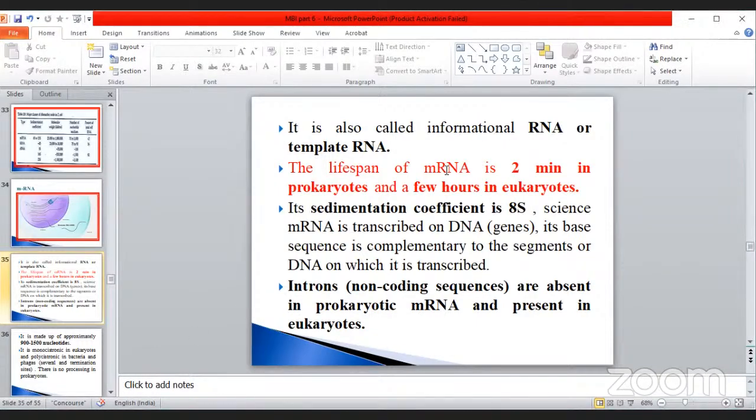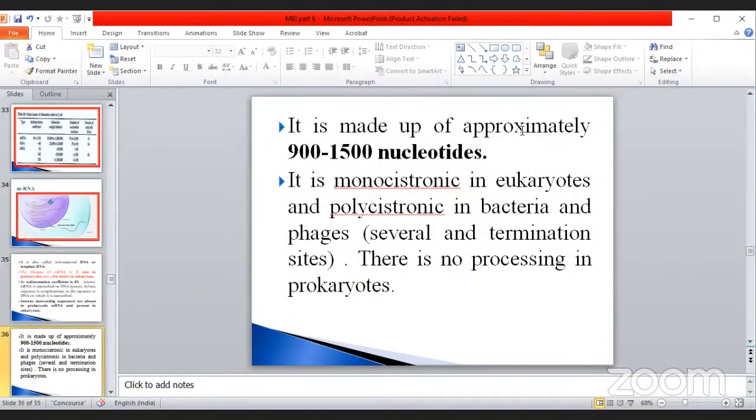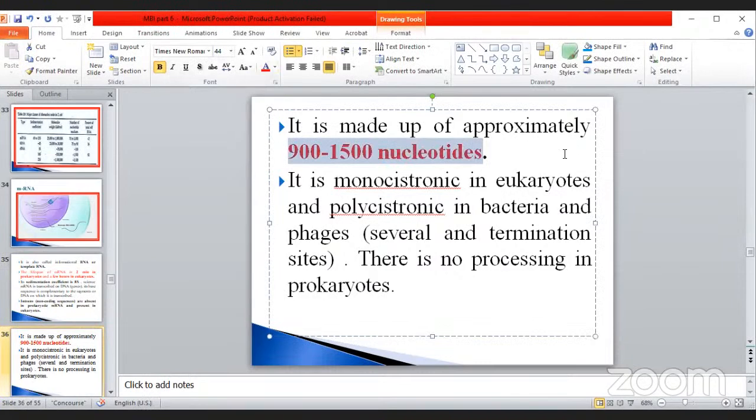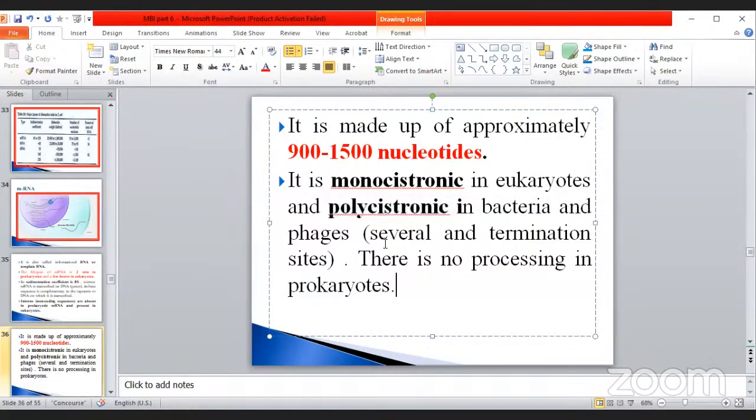It is also called informational RNA. Already we discussed these things. It is made up of approximately 900 to 1,500 nucleotides. It is monocistronic in eukaryote and polycistronic in bacteria and phages. Monocistronic means a single molecule of the same type. Polycistronic means more than one. In bacteria and phages there are several, and termination sites are also present. There is no processing in prokaryote. Once again, the mRNA molecule is made up of 900 to 1,500 nucleotides, monocistronic in eukaryote and polycistronic in bacteria as well as phages, the lower organisms.